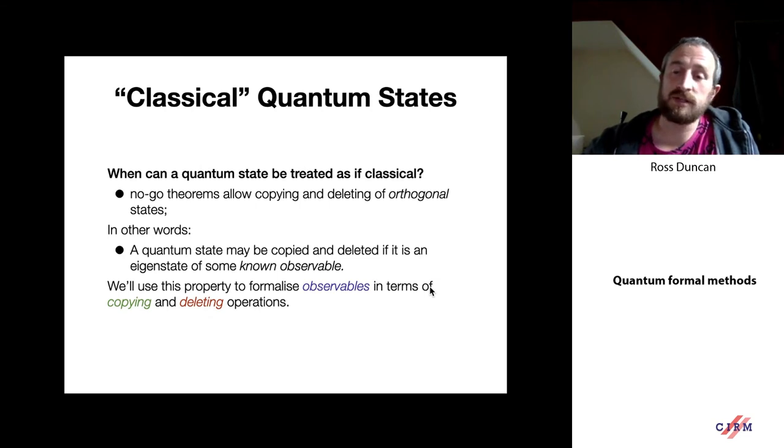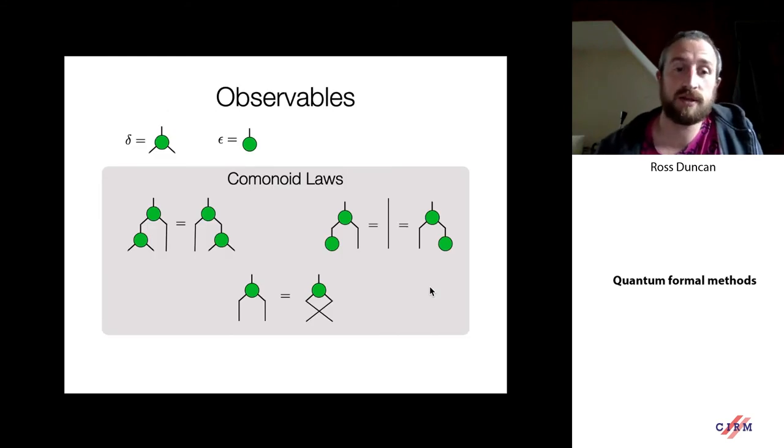And so this gives us the first big idea here, which is if we want to talk about observables in quantum theory, which is kind of a nebulous thing involving spectral decomposition of operators and so on, we actually just need to talk about copying and deleting. So that's what we'll do. The first part to start with is the copying and deleting.